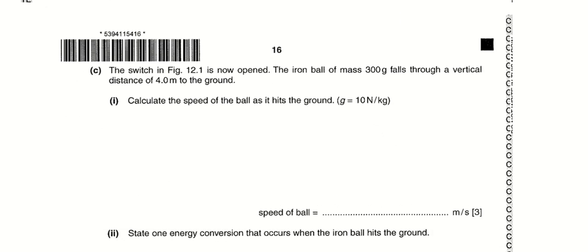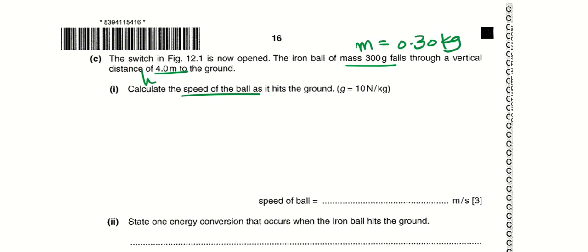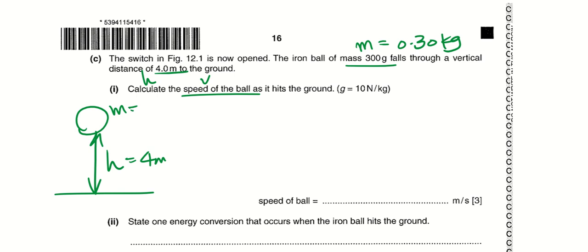So the switch in figure 12.1 is now open. The iron ball of mass 300 grams. So this is M, but it is 300 grams, so maybe I change it to 0.30 kg to be safer. It falls through a vertical height of 4 meters, so this is my H. Calculate the speed of the ball as it hits the ground. Okay, why are they calculating the speed? Because actually the ball initially was here. I draw a sketch here. H is 4 meters, and the mass is 0.30 kg, and they give us the g.